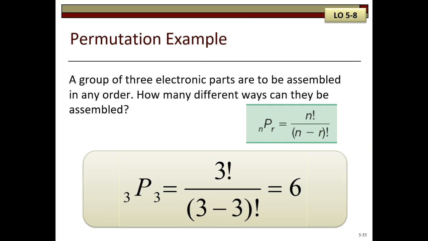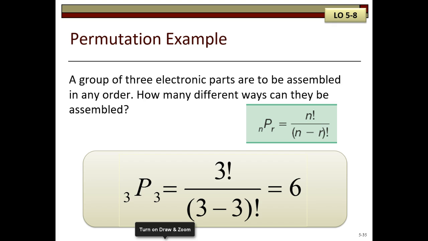Now let's look at a permutation example. A group of 3 electronic parts are to be assembled in any order. How many different ways can they be assembled? So if we refer to the permutation equation, remembering that n is the total number of objects and r is the number of objects selected, we have 3 electronic parts. That would be our n value, and our r, the number selected, is 3 as well. So we are going to go through here and solve this.